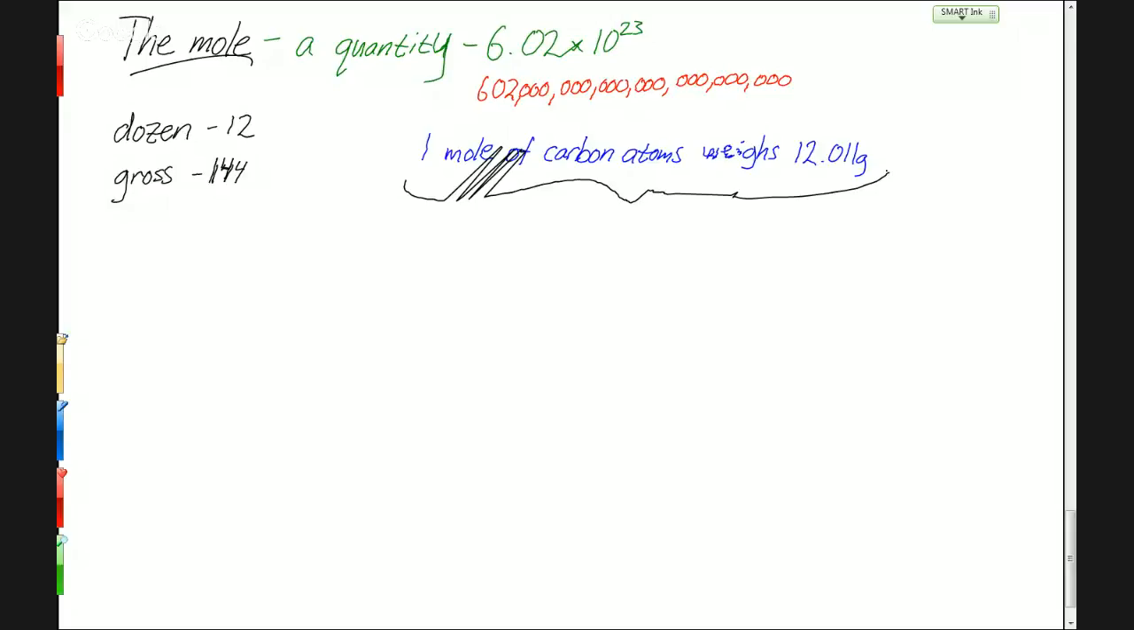1 mole of carbon atoms. So that statement can be expressed as an equality: one mole C equals 12.011 grams of carbon. And once we have an equality like that, we can use that as a conversion factor.